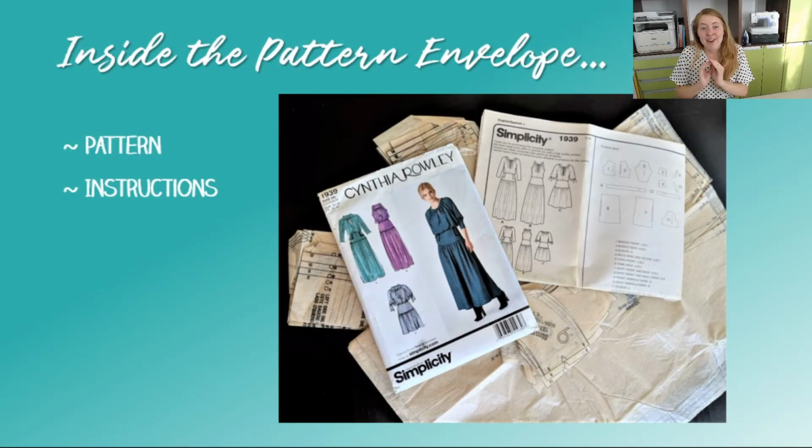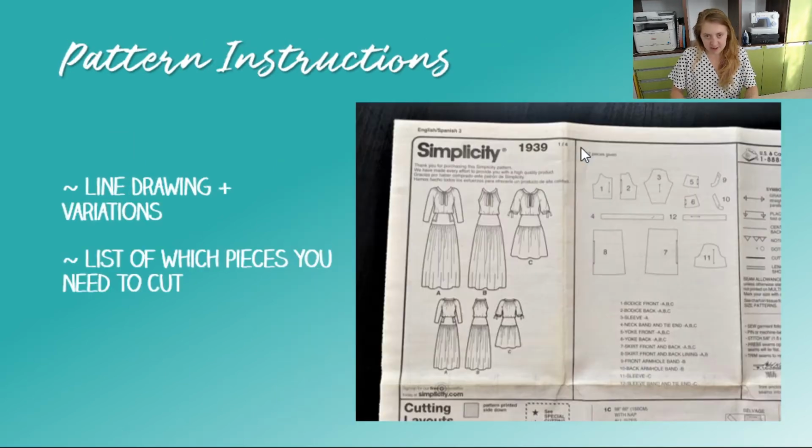Inside of your pattern envelope, you have the pattern, which is this kind of tannish tissue paper material that you see in the back with all the lines on it, and you have the instructions, okay? And then obviously the pattern envelope that it all came in. Now, the first thing on your pattern instructions is going to be the line drawings again that we already saw on the back of the pattern envelope, and this list of all the pattern pieces that are inside of your pattern envelope.